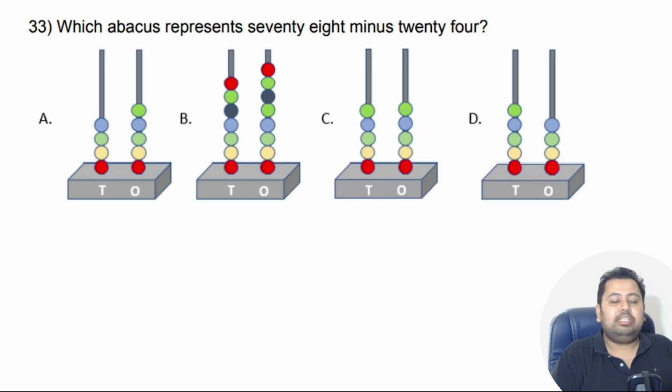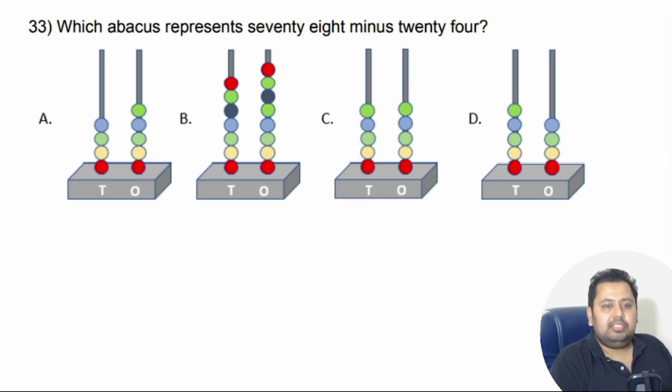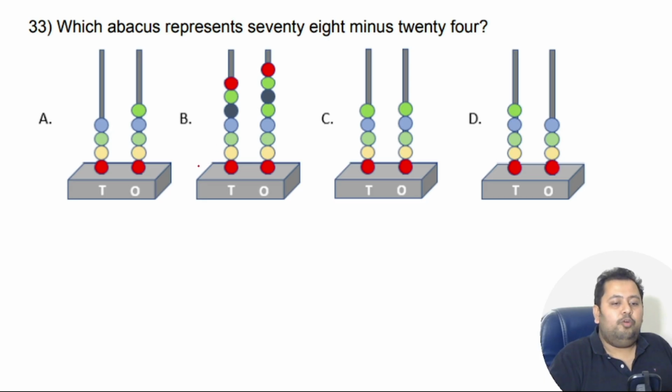And now we move to question number 33. It is an abacus problem. Which abacus represents 78 minus 24? So first do 78 minus 24 and then find out which of the abacus actually shows the same. Do it yourself and then go to the solution. Great. I hope you have got it correct.